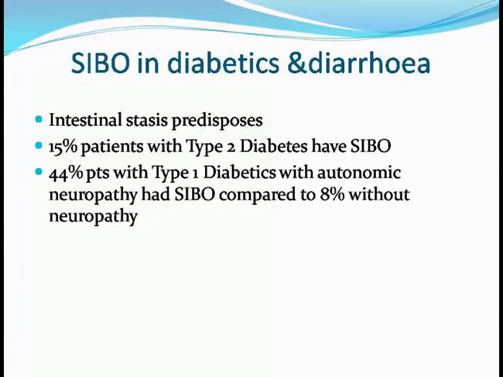Now, a very important thing to remember and know is small intestinal bacterial overgrowth in patients with diabetes. Intestinal hurry is not the only autonomic dysfunction. A number of patients have intestinal stasis, and wherever there is stasis, there will be bacterial overgrowth. 15% of the patients with type 2 diabetes have bacterial overgrowth, and 44% of the patients with type 1 diabetes with autonomic neuropathy had bacterial overgrowth compared to only 8% without a neuropathy. So type 1 diabetics with autonomic neuropathy have a very high prevalence of bacterial overgrowth.